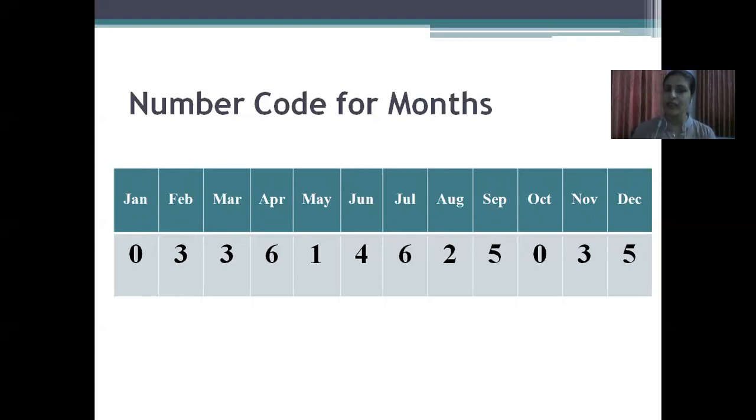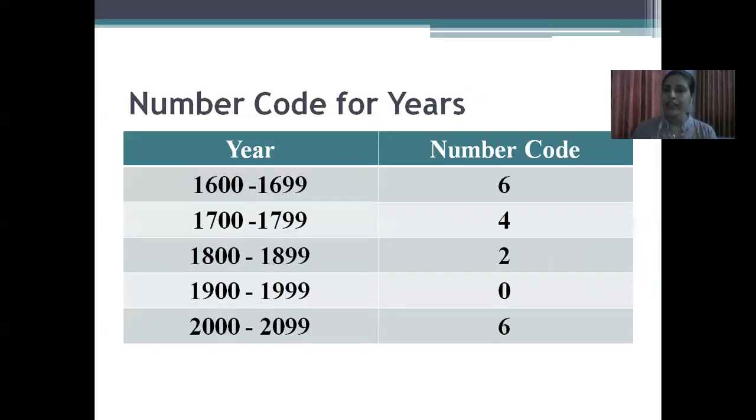In between, for April, May, June, it is 614, and for July, August, September, it is 625. So 614 in between the first and 625 in between the last. First it is 033 and last it is 035, and in between, the first is 614 and the last is 625. Now it's learned. Next we move on to the number code for years.